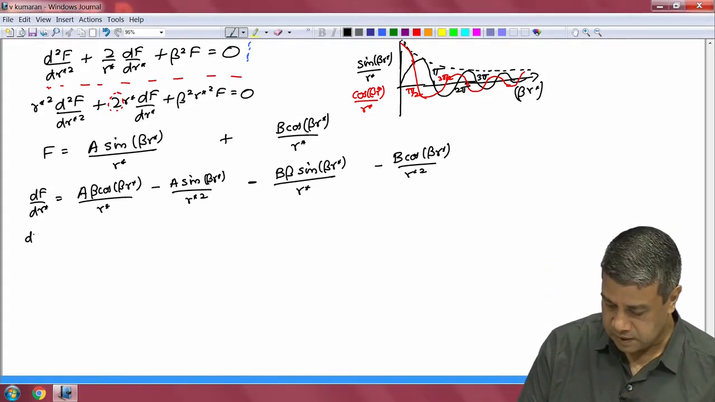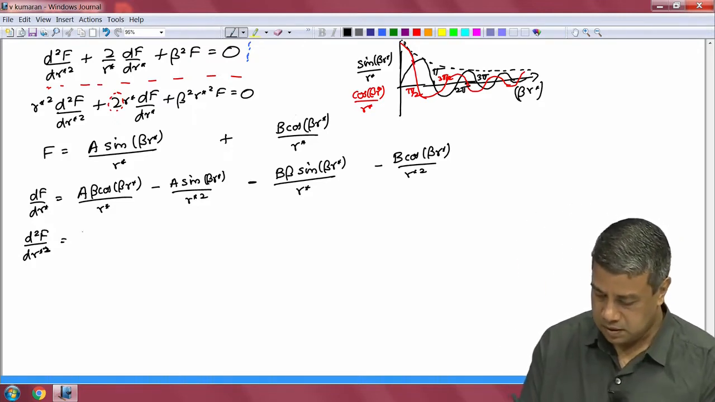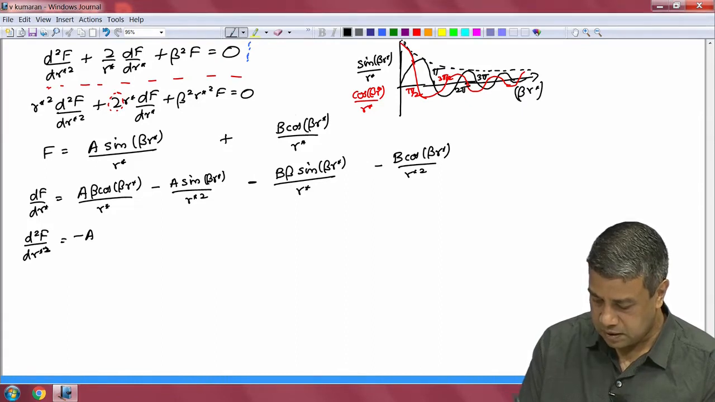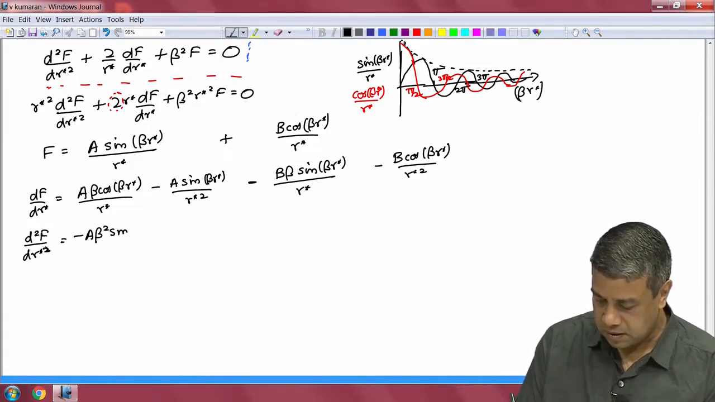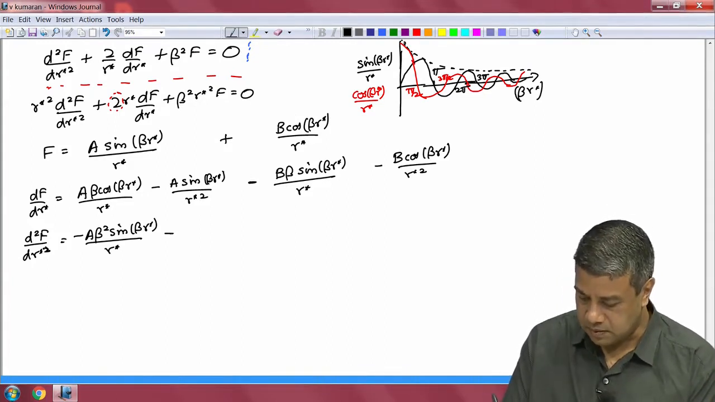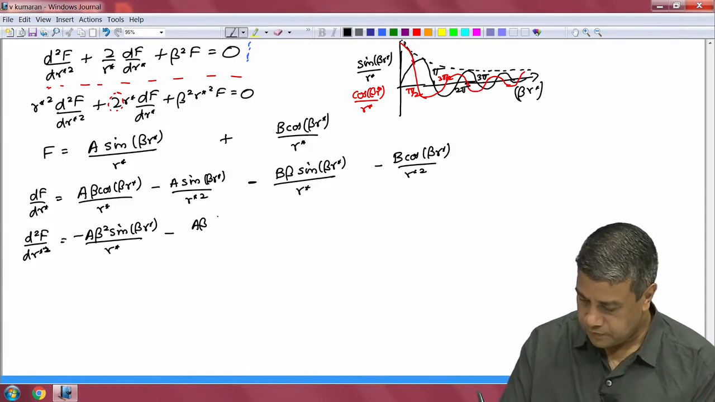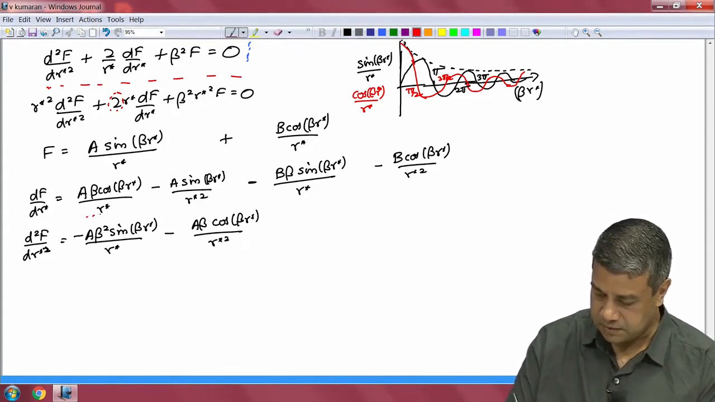The second derivative d square f by dr square. First differentiate the numerator. I will get minus a beta square sine of beta r by r, and then differentiate the denominator. So, I will get here minus a beta cos of beta r by r star square. That was from the first term here.